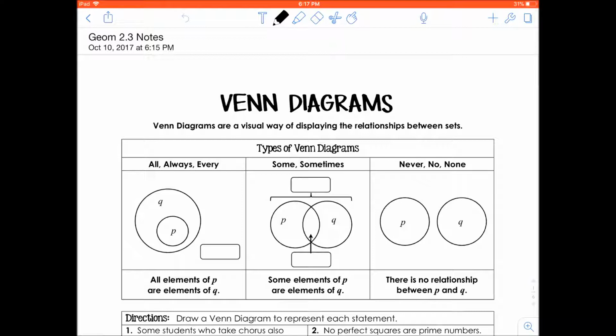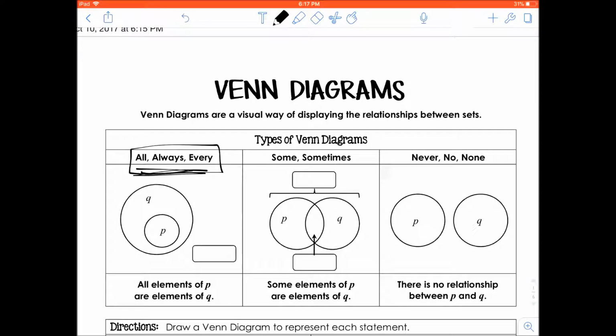So we're going to talk about Venn diagrams, which is a useful way of organizing information. So these are what Venn diagrams look like. They look like some circles joined in different ways. And let's talk about what they mean. So this first box, these Venn diagrams, we're going to call these all, always, every. Those are the key words to look for in a problem that let you know a Venn diagram is going to look like this.